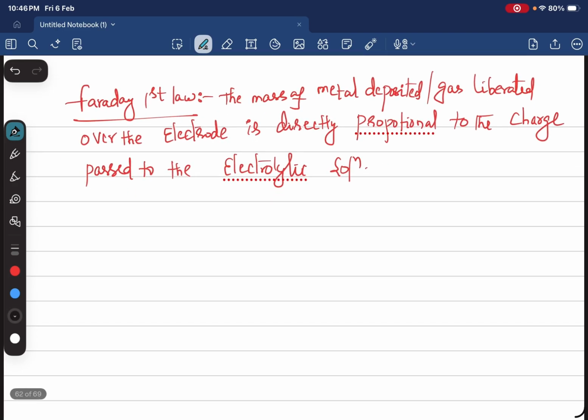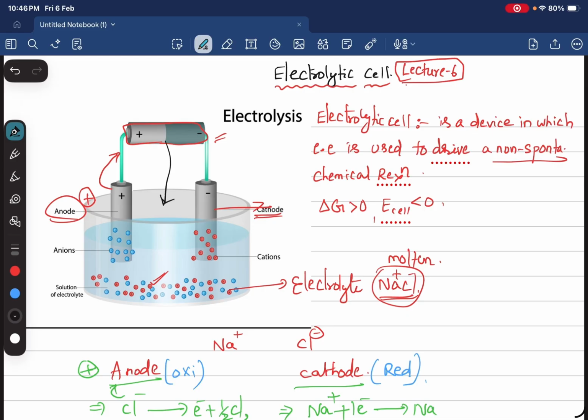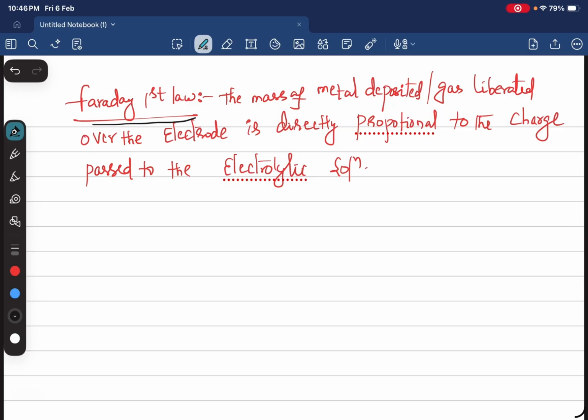We have discussed that when current is passed, the ions go and deposit over the electrodes. How much deposition or liberation occurs over the electrode depends on the current we are passing through the electrolytic solution. If you pass more current, more deposition occurs. If you pass less current, less deposition occurs. That itself is Faraday's first law.